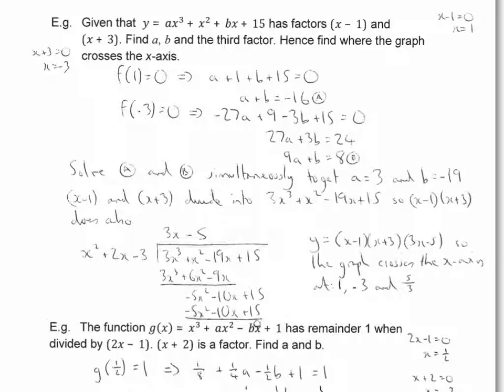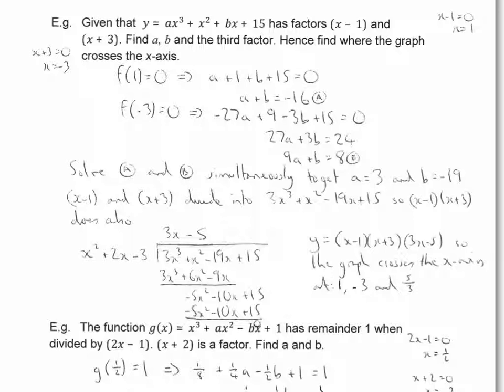If, for instance, 2 divides into a number and 3 divides into a number, then 6 divides into the number. If 5 divides into a number and 11 divides into a number, then 55 divides into that number. So we know that this thing is a factor. So expanding that out, we're really saying that x squared plus 2x minus 3 is a factor of this thing here. And the question is saying, well, how many times does that go in? What is the remaining factor?